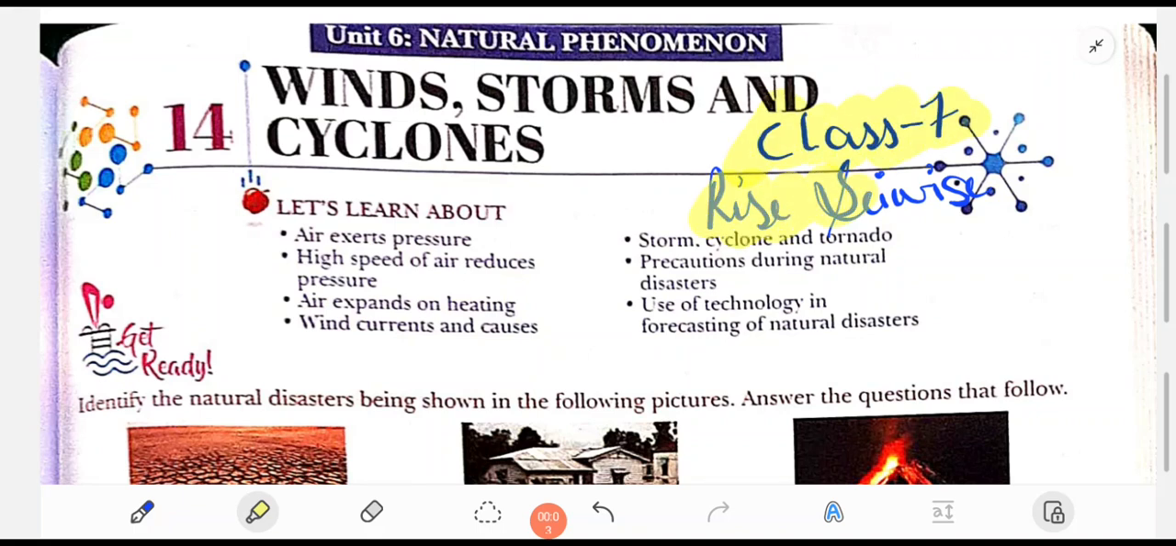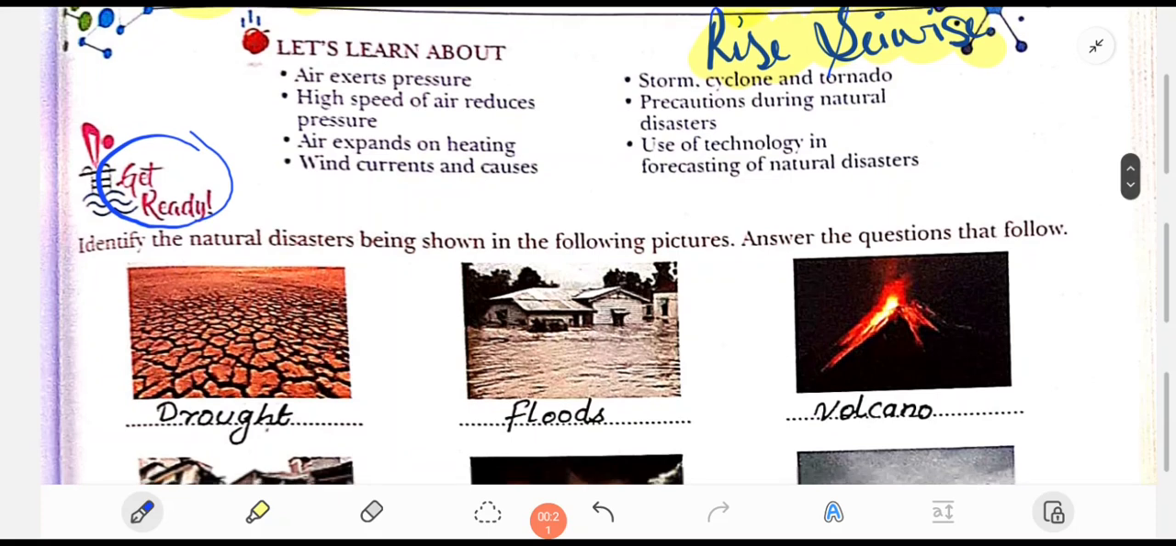Today I am back with your book exercise video on chapter number 14, that is Winds, Storms and Cyclones, of unit number 6, that is Natural Phenomena. Here we are going to solve the book exercise, and the very first exercise is the Get Ready exercise, and here we need to identify the following natural disasters and answer some of the questions.